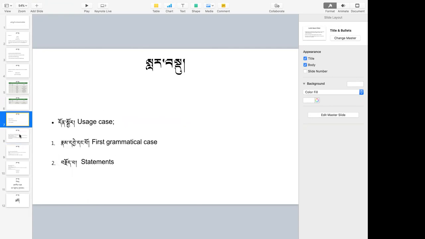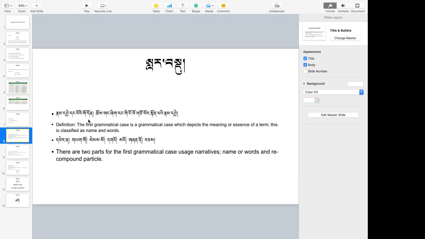Yesterday we talked about one of the usage cases, which is the first grammatical case. Very interesting case, actually. And it is probably my most favorite case, the first grammatical case. And there are many reasons.